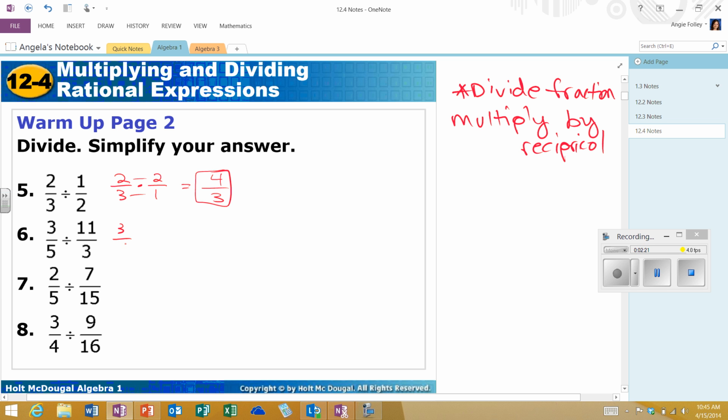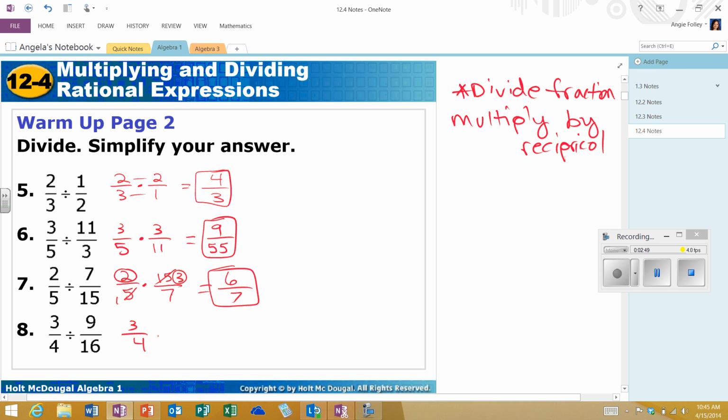For this next one, I'm going to multiply by 3 over 11. I will get 9 on top and 55 on the bottom. For the next one, 2 over 5, I'm going to multiply by 15 over 7. I can cancel before I do this. 5 goes into 5 one time, 5 goes into 15 3 times. So now I just have 3 times 2, which is 6, over 7 times 1, which is 7.